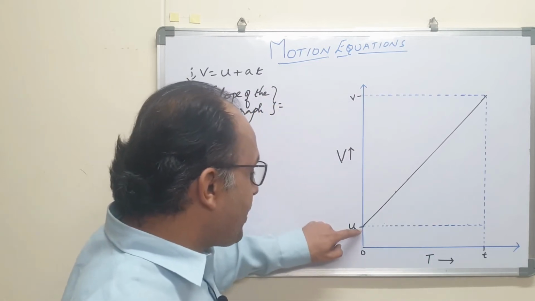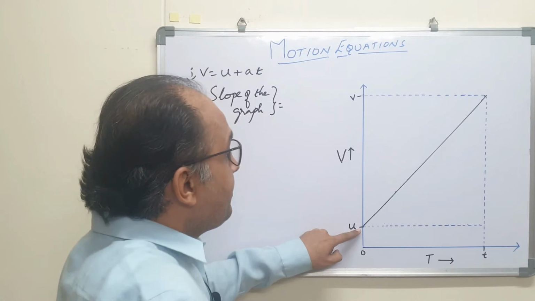Now the graph starts over here and ends over there.